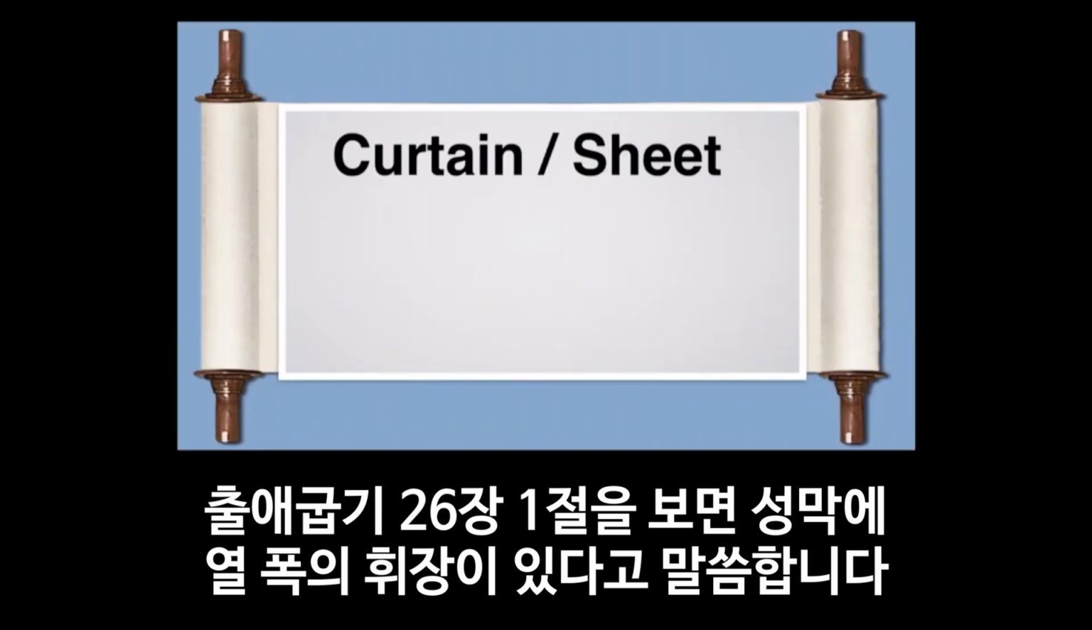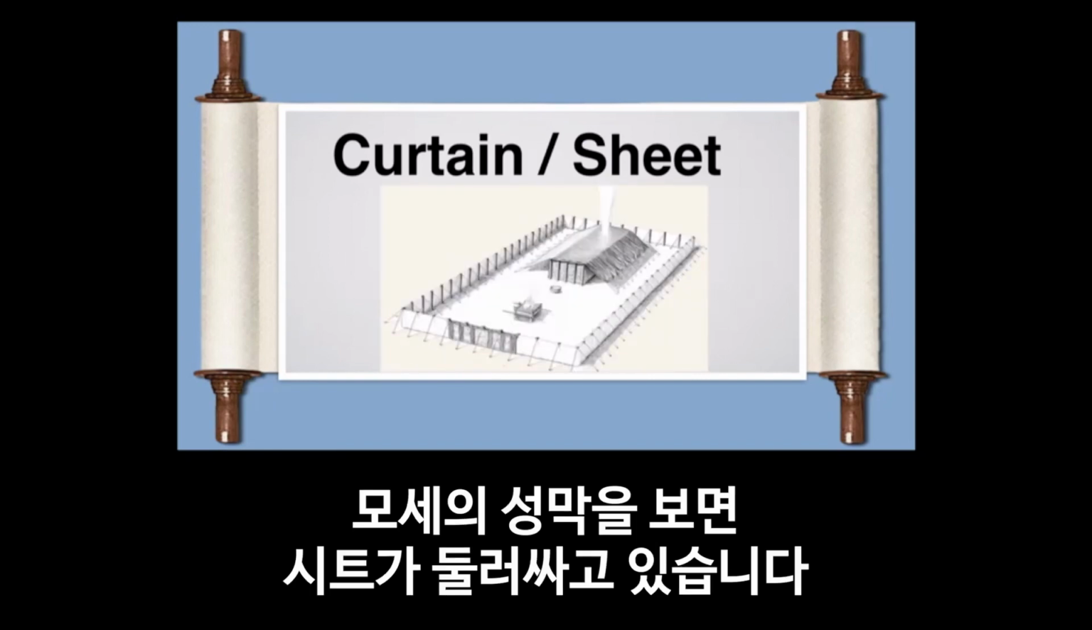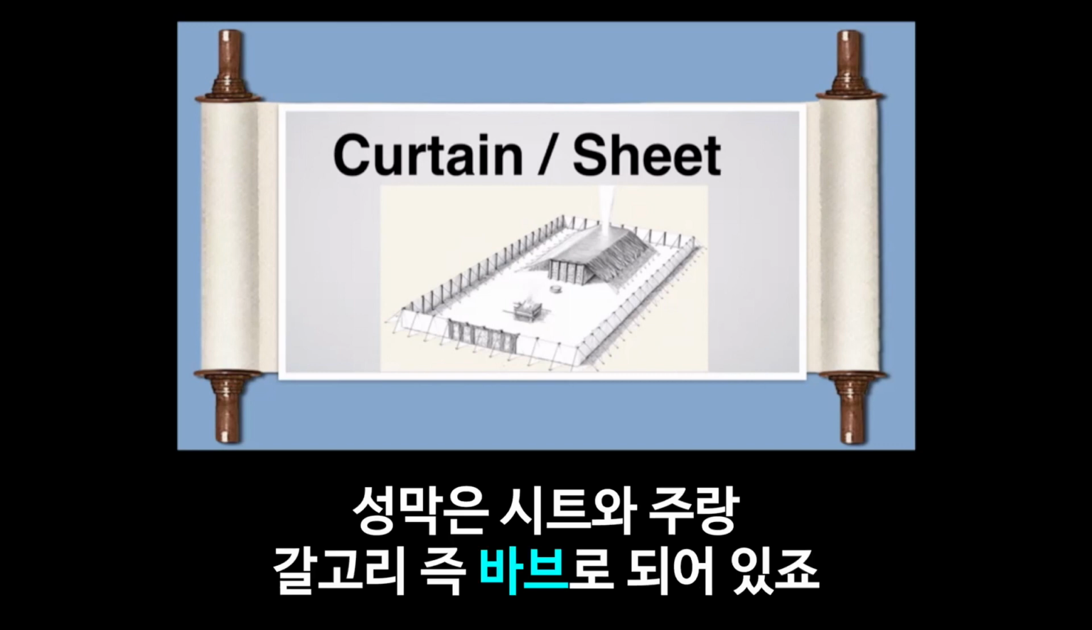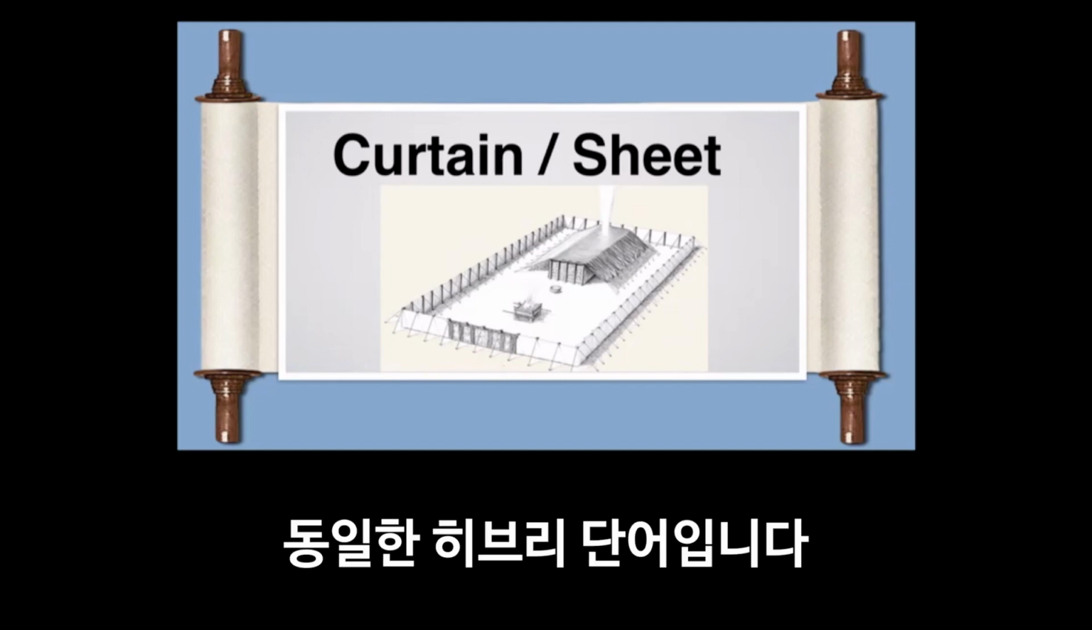But guess what else? In Exodus 26:1, it also says the tabernacle is to be made with 10 curtains or sheets. And if you look at Moses' tabernacle, you can see the sheets that go around. So the tabernacle is made up of sheets. It's made up of columns. It's made up of hooks or Vavs. Correct? Does everyone see that? It's the same Hebrew word.